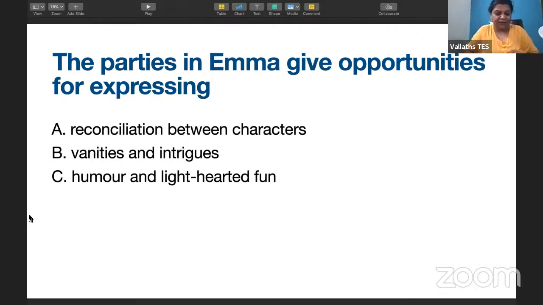Yes, correct. Many of you said it right. Shikha Sharma said it right. The parties in Emma give opportunities for expressing vanities and intrigues. They are gossiping, causing trouble to each other. Will you remember?